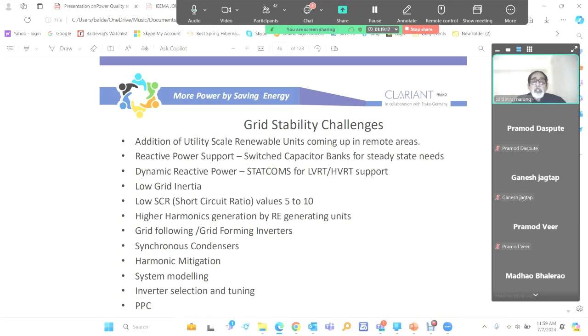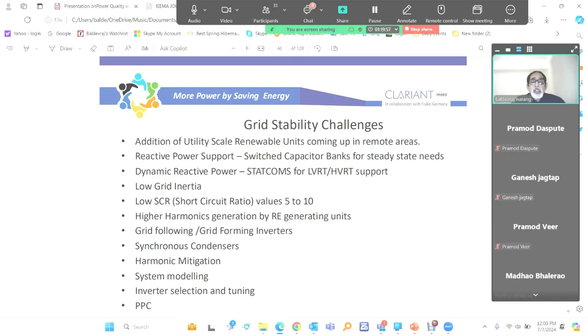So what is happening is initially it was only switched capacitor banks which were added to the system. But again, these plants are coming at remote locations, like in Rajasthan, where the grid is very weak. The grid inertia is not there because there is no thermal plant nearby. It's only renewable plants coming there. And the short circuit ratio is also very poor, in the range of 5 to 10. Whenever there is a fault, the inertia is not there, the fault is not cleared in time, and the grid collapses.